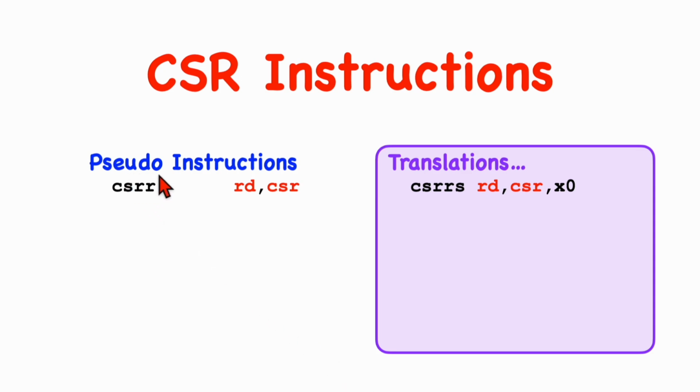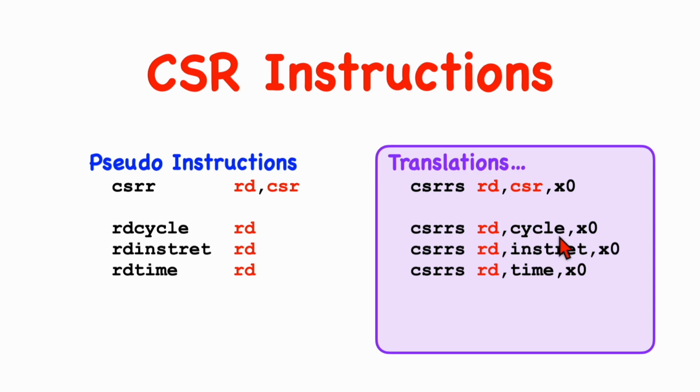In addition, we've got several pseudo instructions which will make life a little easier. For example, we've got the CSR read instruction to copy a value of a CSR into a destination register. And the assembler will translate that into the CSR read and set instruction. And it will provide the 0 register as the last operand. That's the bit mask that tells which bits in the CSR to set to 1, and so we don't modify the CSR.